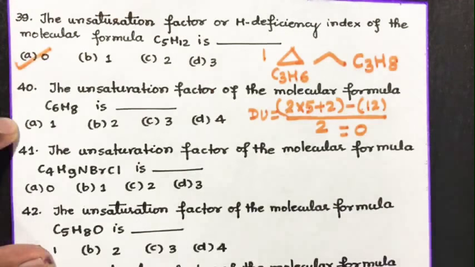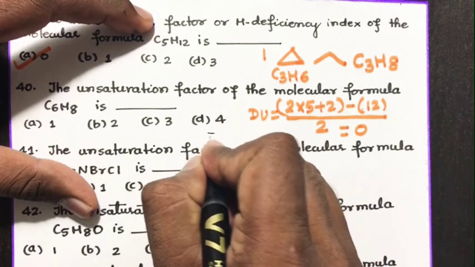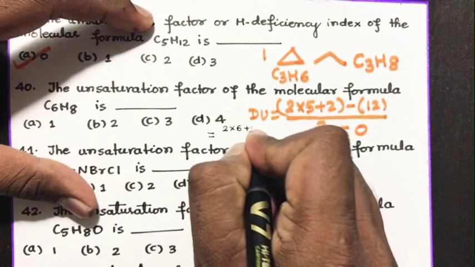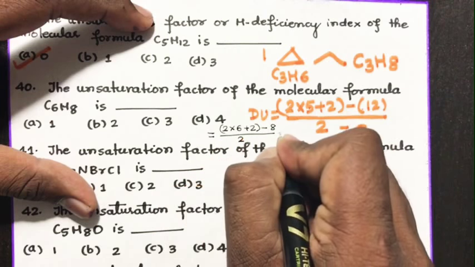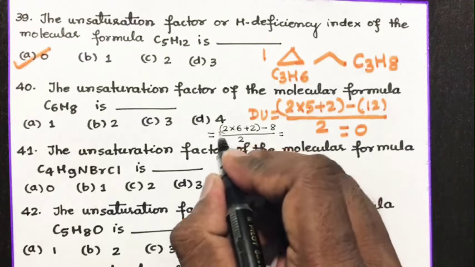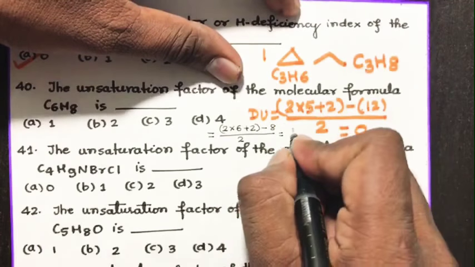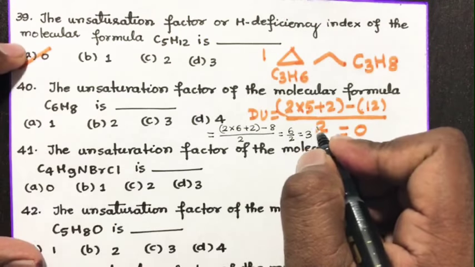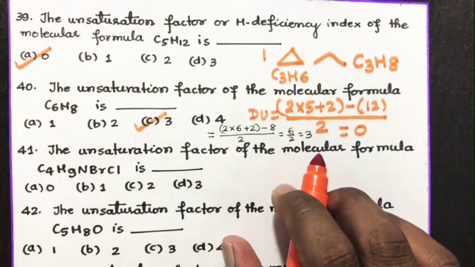Now if we find the degree of unsaturation in the second case, that is C6H8, then it will be 2 into number of carbon atoms, that is 6, plus 2 minus number of hydrogen atoms, that is 8, divided by 2. Now in this case that will be 12 plus 2, that is 14, minus 8, that is 6, divided by 2, and the degree of unsaturation will be 3. So this is the correct option in this case.